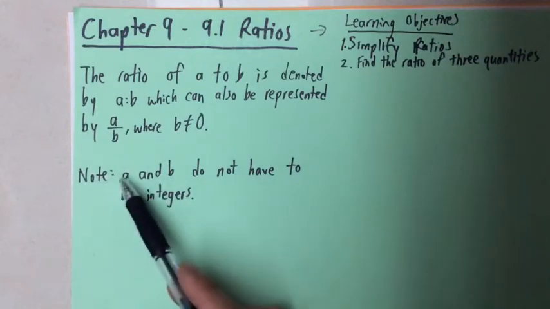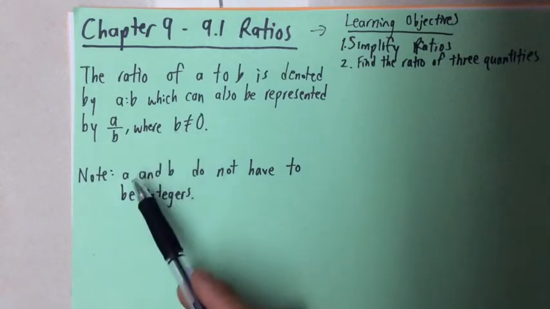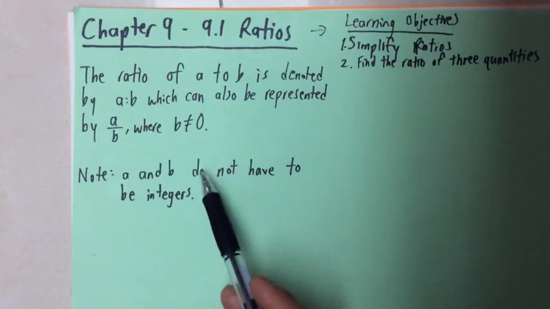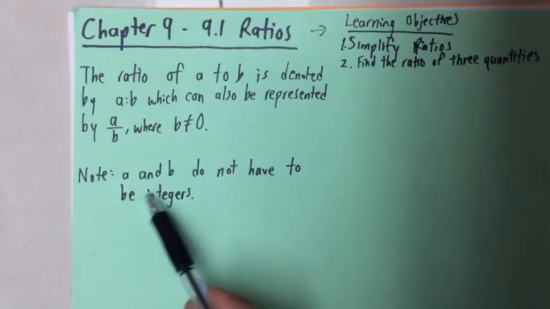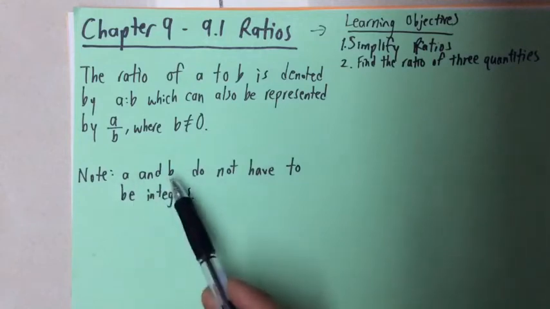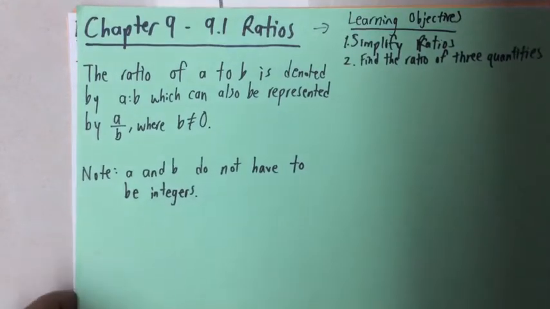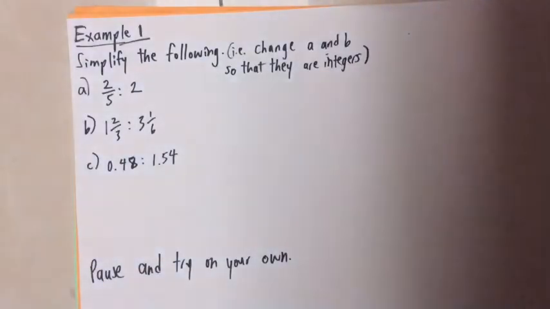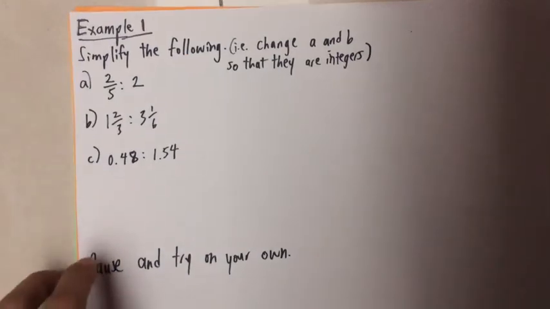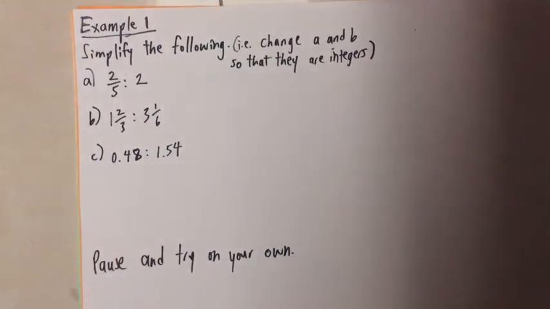Okay. Now you may have learned ratios where A and B are integers, but today we'll practice simplifying ratios where A and B are not integers. They can simply be any rational number. Okay, let's look at some examples. Okay, let's do some practice questions.